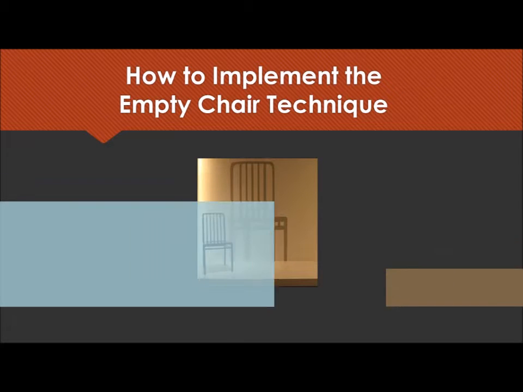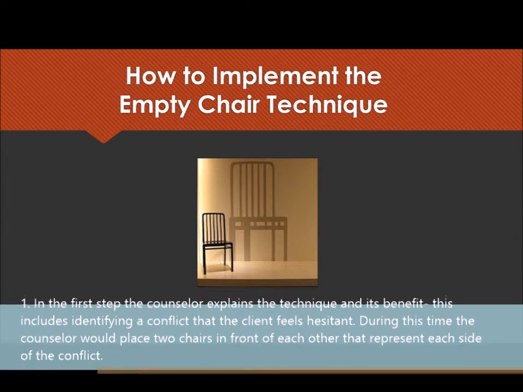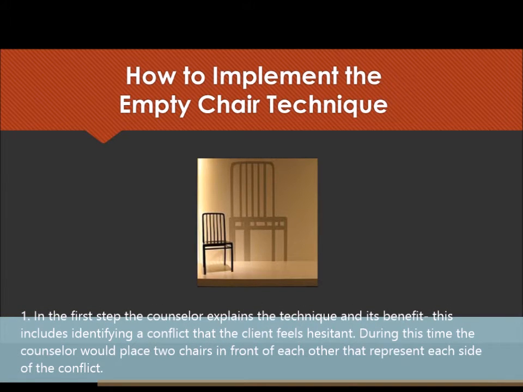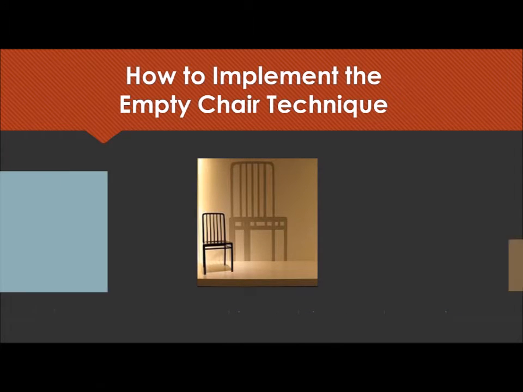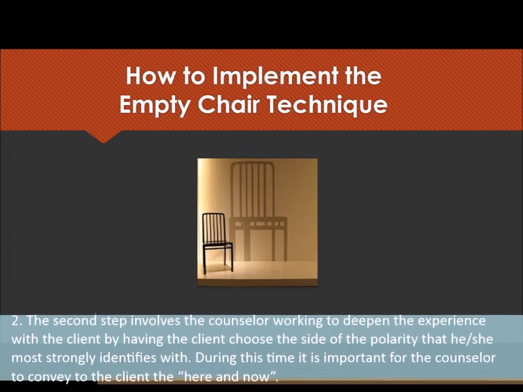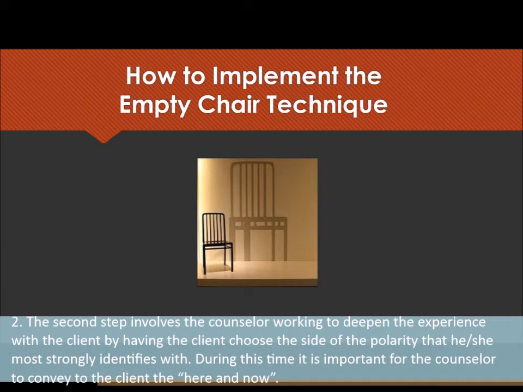6 steps. In the first step, the counselor explains the technique and its benefits. This includes identifying a conflict that the client feels hesitant about. During this time, the counselor would place 2 chairs in front of each other that represent each side of the conflict. The second step involves the counselor working to deepen the experience with the client by having the client choose the side of the polarity that he or she most strongly identifies with.